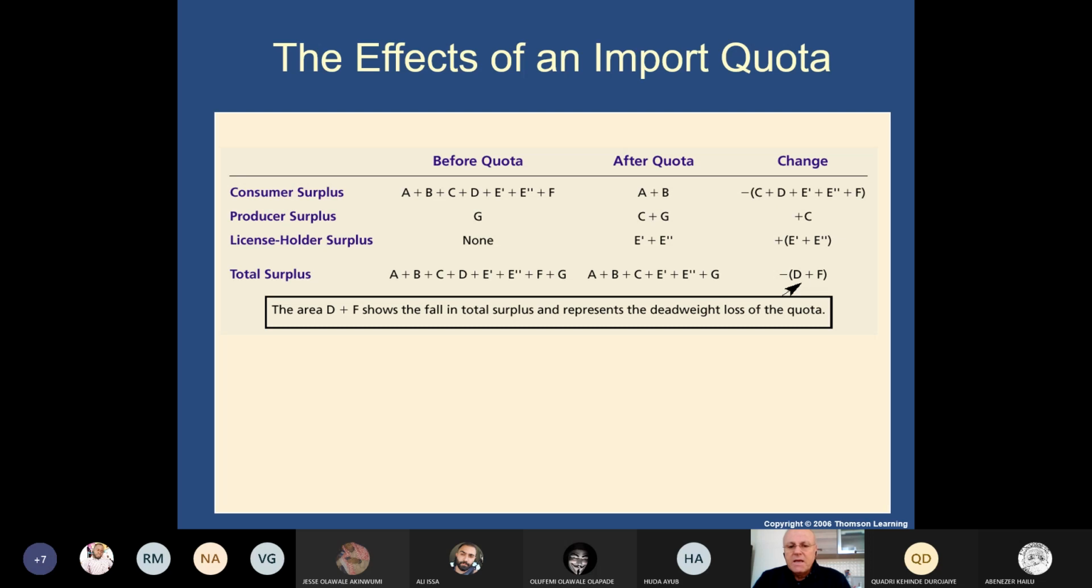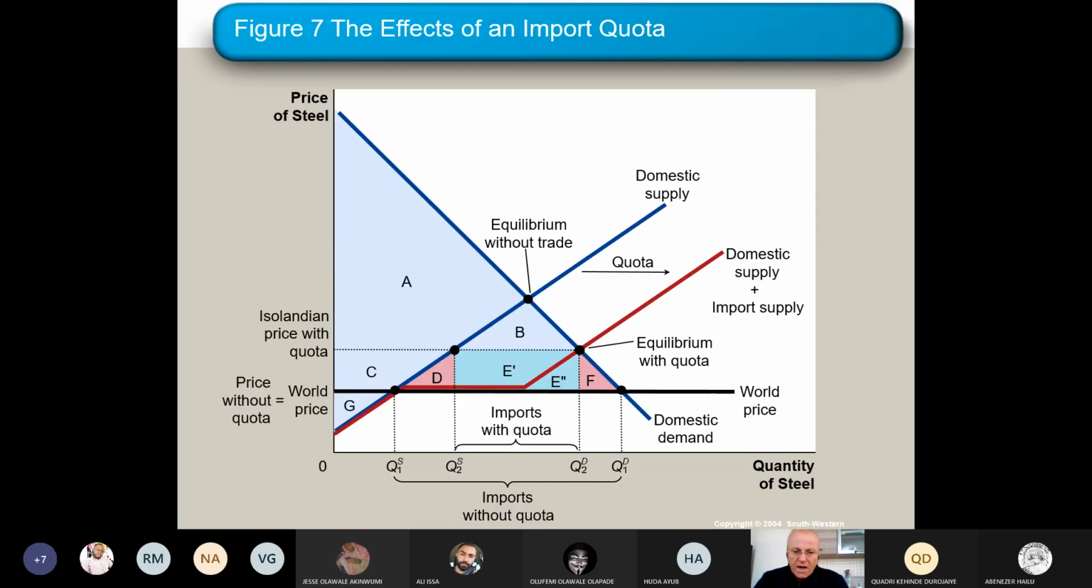C plus D plus E dash and E double dash plus F is going to be reduced from the consumer surplus, which is expected because consumer surplus was very high, as you are observing here, and it should be reduced. Such a huge amount of surplus for the consumer and such a small amount of producer surplus or gain is not expected, because this is not a sustainable model for the economy, because there is a huge amount of scarcity and dependency on other economies, and we have to do something.